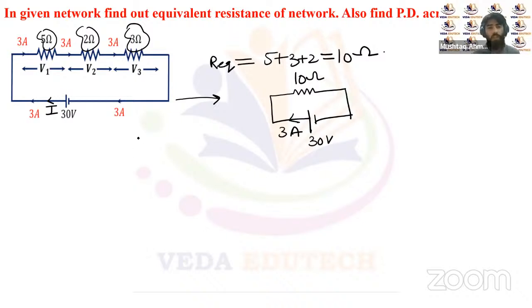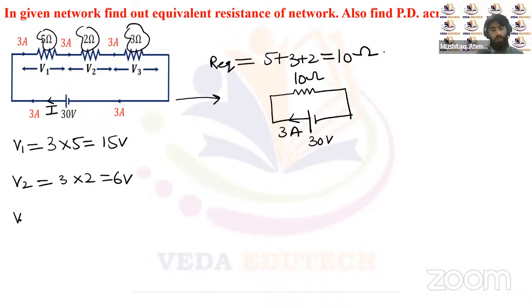And similarly, we can find V1. V1 will be equal to the current flowing through R1, the 5 ohm resistor, that's 3 multiplied by the resistance, which is 15 volts. And V2 will be equal to the current, 3 ampere, times the resistance, 2, that's 6 volt. And V3 will be equal to 3 multiplied by 3, that's equal to 9 volts.